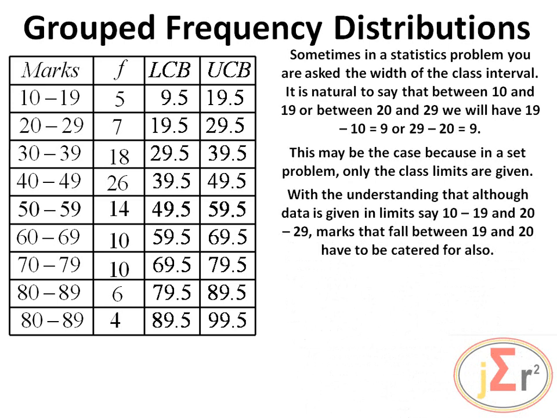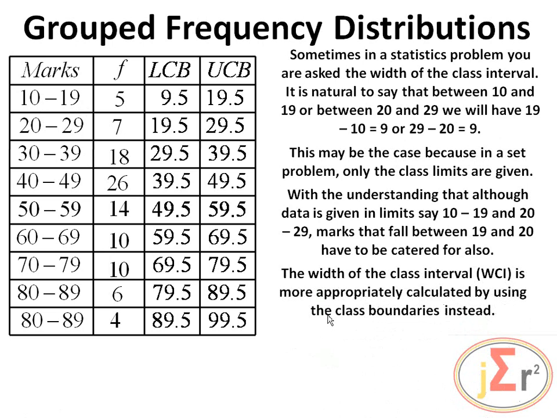With the understanding that although data is given in limits, as we have them 10 to 19, 20 to 29, 30 to 39, etc., marks that fall between 19 and 20 must be catered for. So any marks that will fall between 19 and 20 have to be catered for. The width of the class interval, WCI, is more appropriately calculated by using the class boundaries instead. In any data set, the class interval that we are going to calculate must cater for the numbers that are between the two classes.